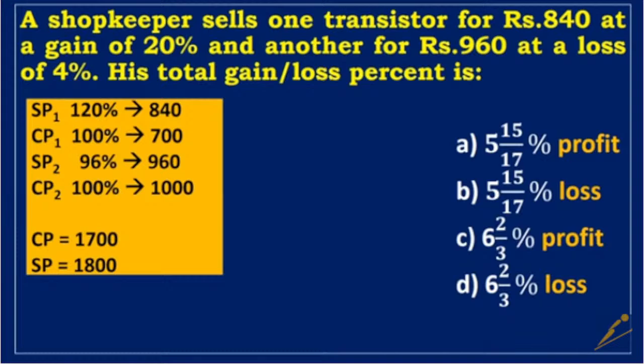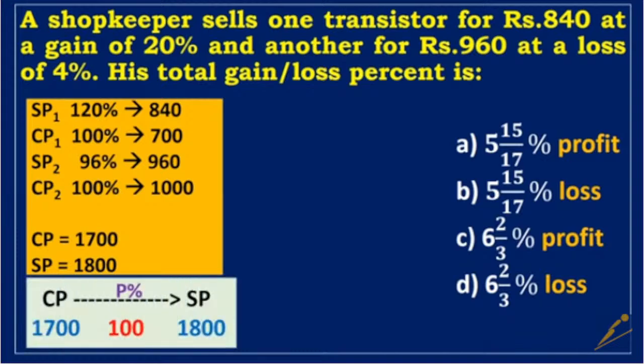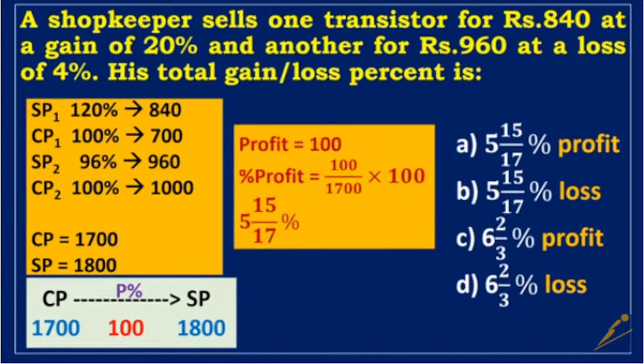Profit is the difference between the selling price and the cost price, which is 100. Then profit percentage is profit divided by cost price into 100. In that instance, 100 divided by 1,700 yields 5 15/17%.